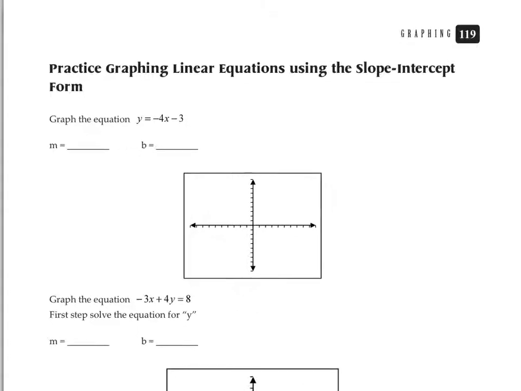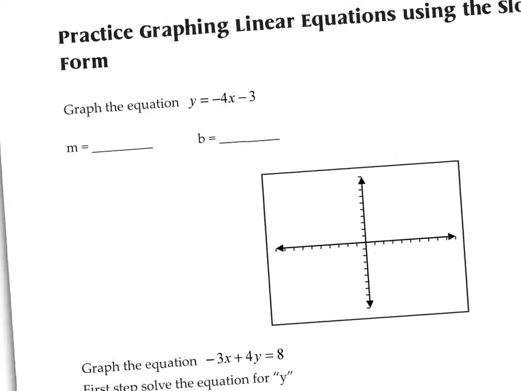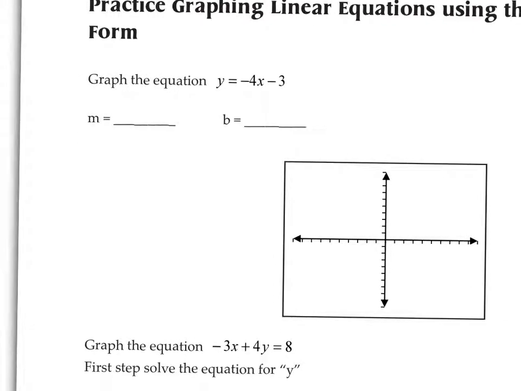So here's an equation in slope-intercept form, y equals negative 4x minus 3. And we're going to identify first the slope. When an equation is in slope-intercept form, it's solved for y. The coefficient in front of x is the slope, and that's what we identify as m here, negative 4. The b is the constant down here at the end, and in this equation it's negative 3. That tells us that the y-intercept is 0, negative 3, because the y-intercept always has a 0 for x.